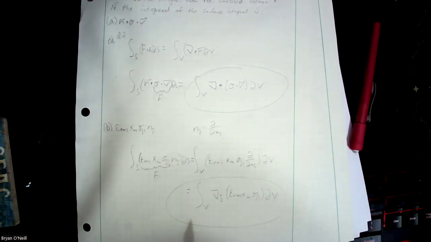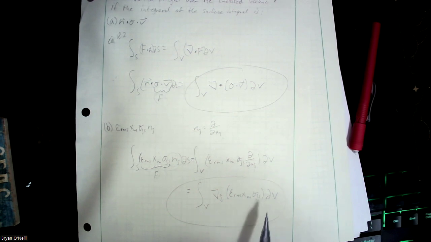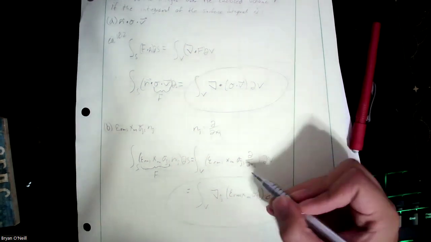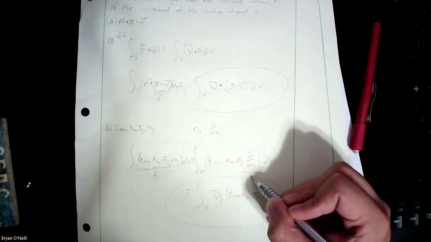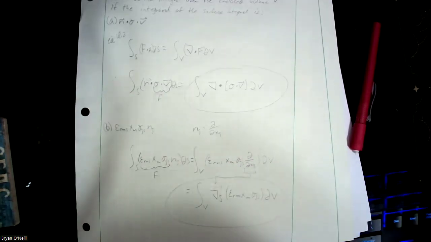So anyway, we can simplify this further to the partial with respect to x_j of epsilon_rsm x_m sigma_js dV. And I think this equals that, and I'm not entirely sure.